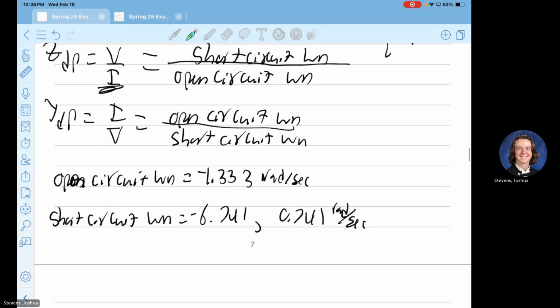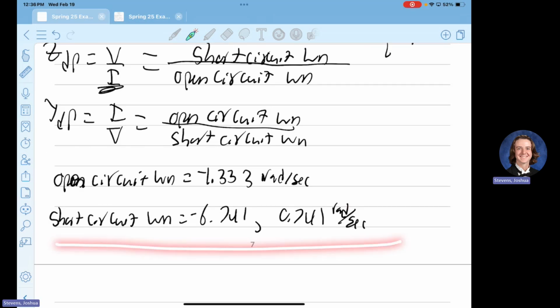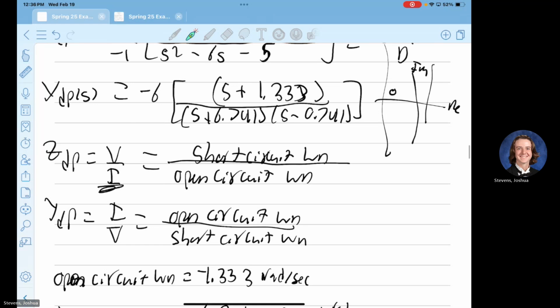Okay. Now your short circuit natural frequencies, you have a number that's negative, you have a number that's positive. What does that mean? We have a number that's negative, so that means it's going to be on the left. We have a number that's positive, which means it's going to be on the right. You have one number that is not in the left half plane. Therefore, unstable.